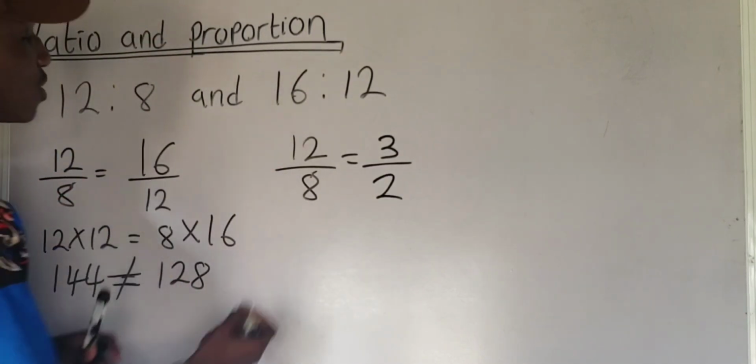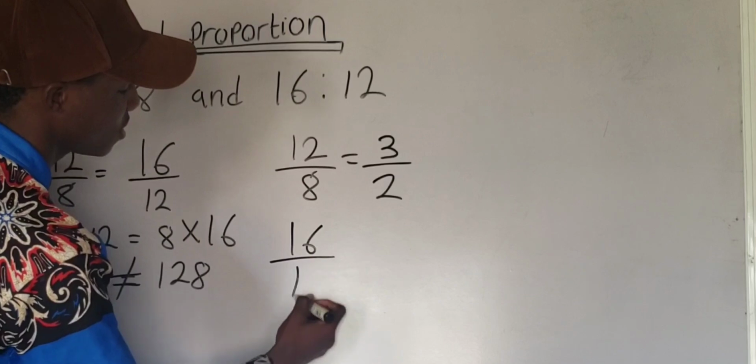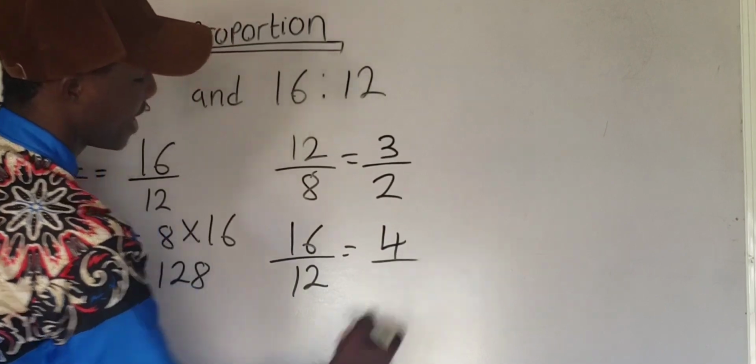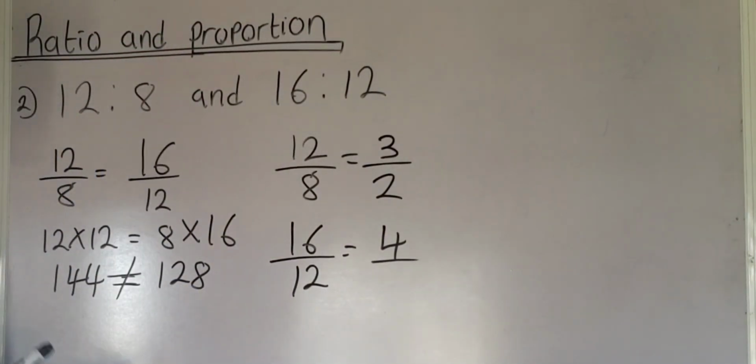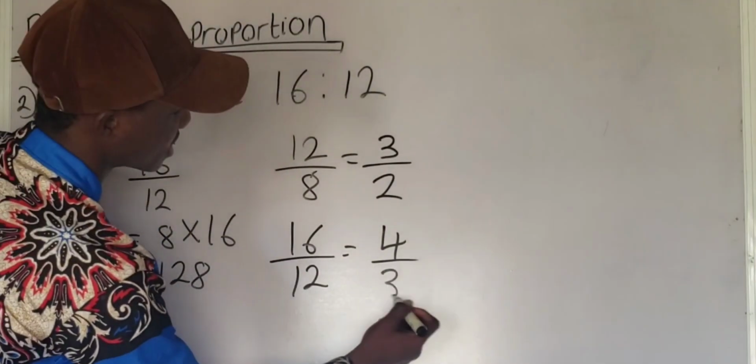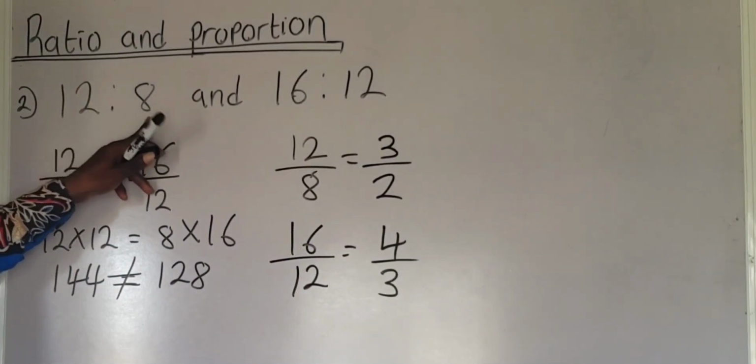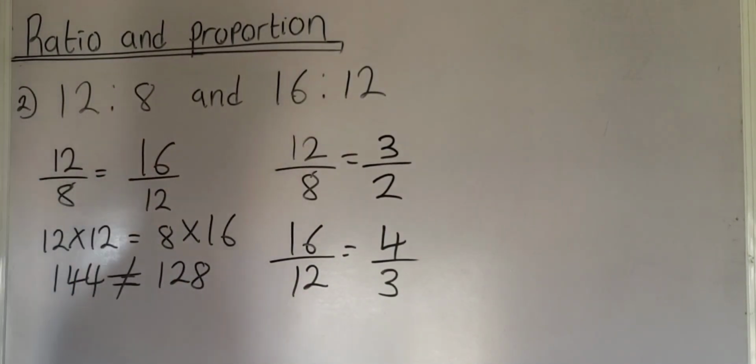So let's check the second one. I have 16 all over 12. Now 16 is divisible by 4, so 16 divided by 4 is 4. Also 12 is divisible by 4. 12 divided by 4 is 3. You can see that these fractions are not equal. Therefore 12 ratio 8 is not equal to 16 ratio 12.